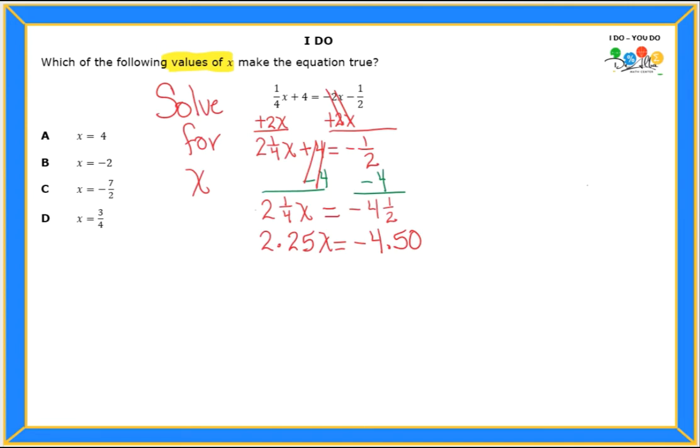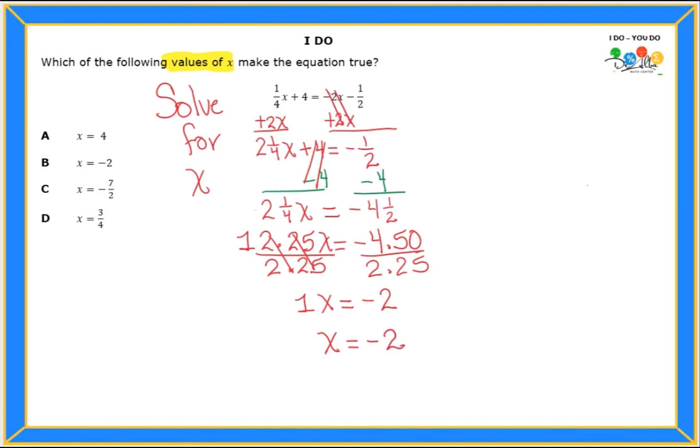So I need to get rid of the 2.25, which is multiplying the x. The opposite of multiplying is dividing, so I divide by 2.25 on both sides. Okay? So of course my 2.25 is going to cancel because that becomes a 1. Remember? And 1x is the same as x by itself, but let me write down 1x. And then I am going to divide negative 4.50 by 2.25. And I am going to get a negative 2, which means x is equal to a negative 2.